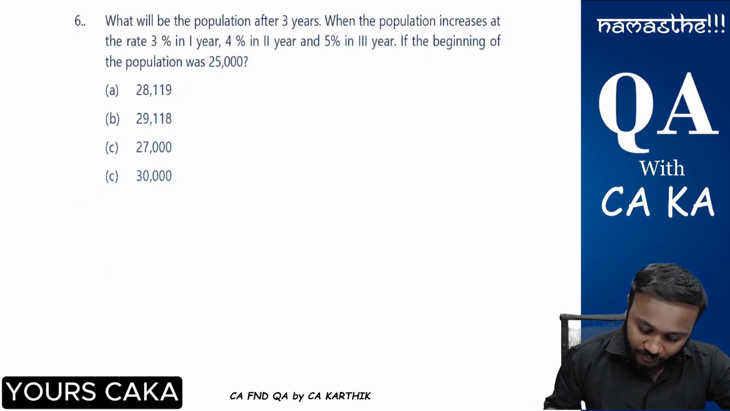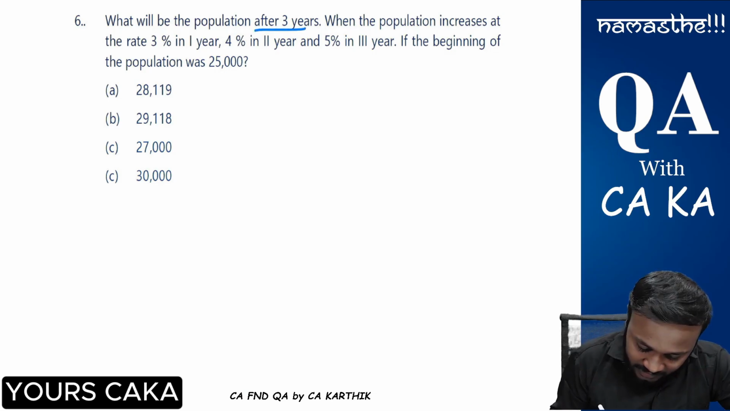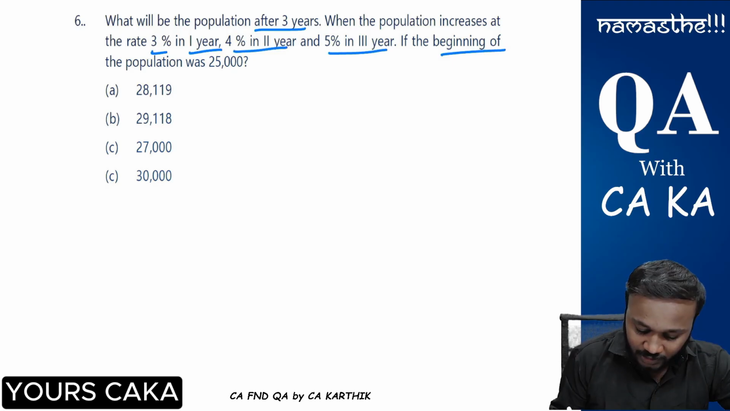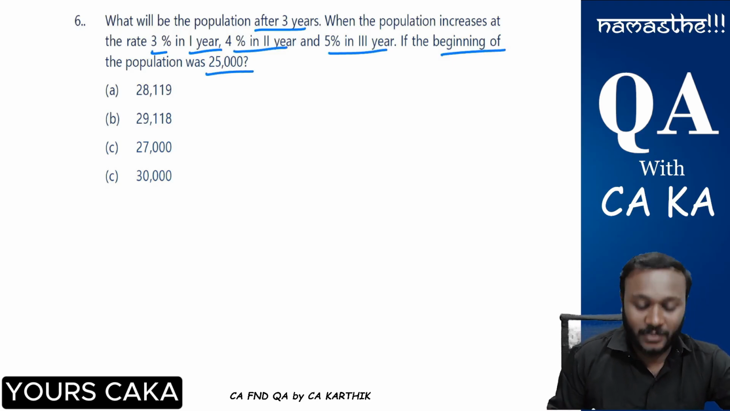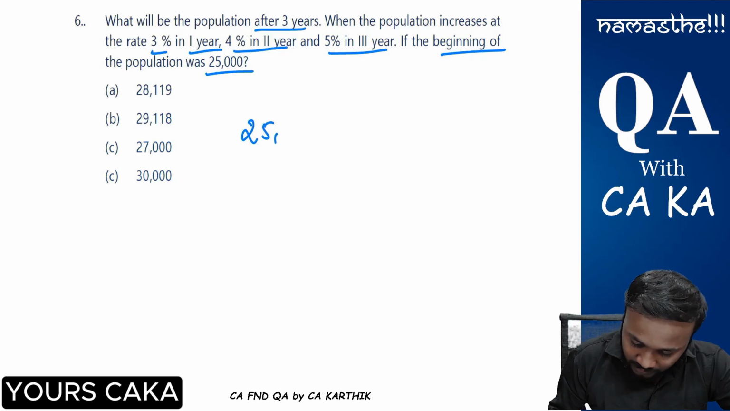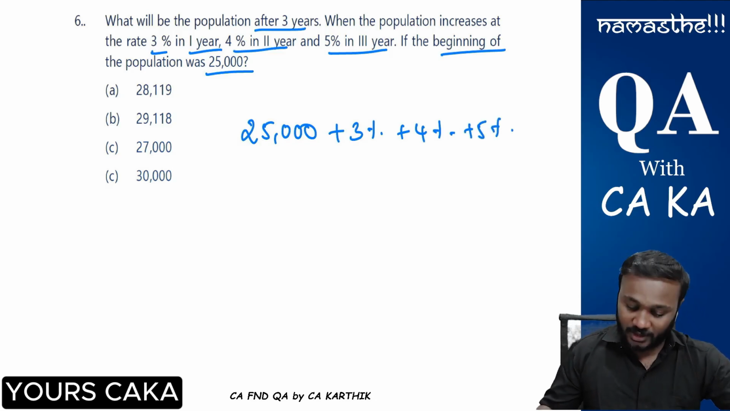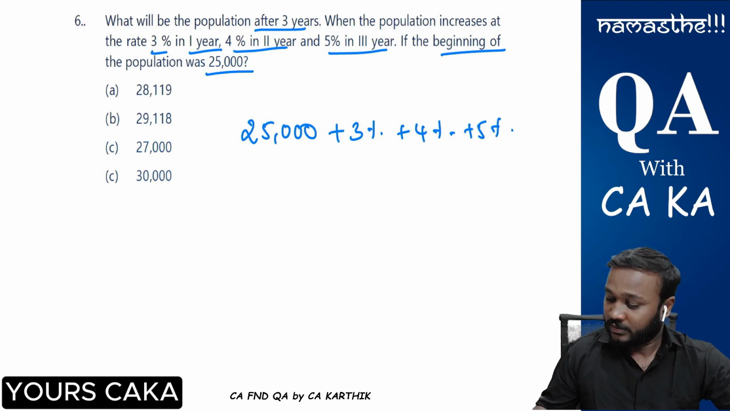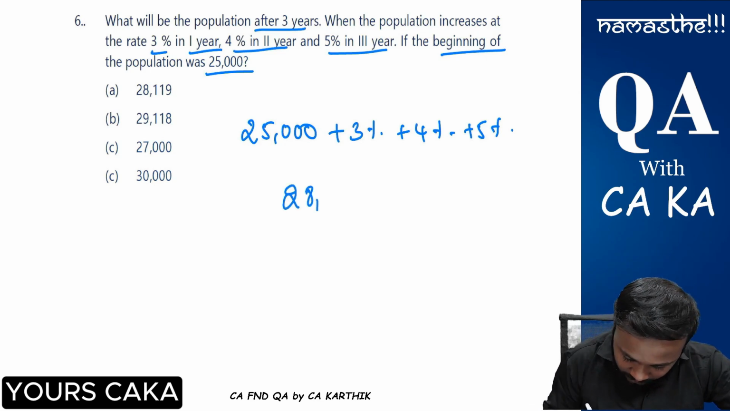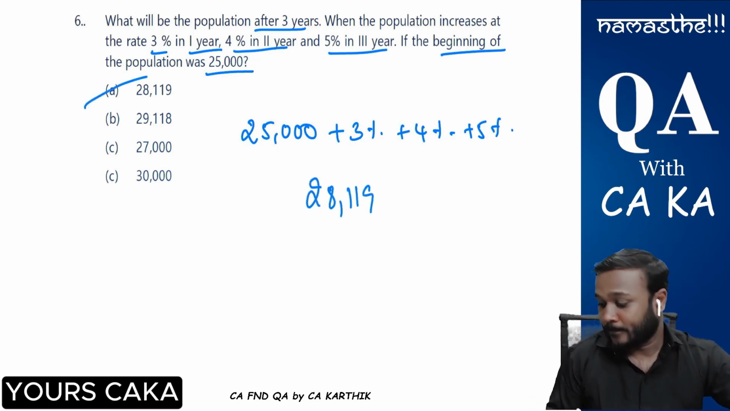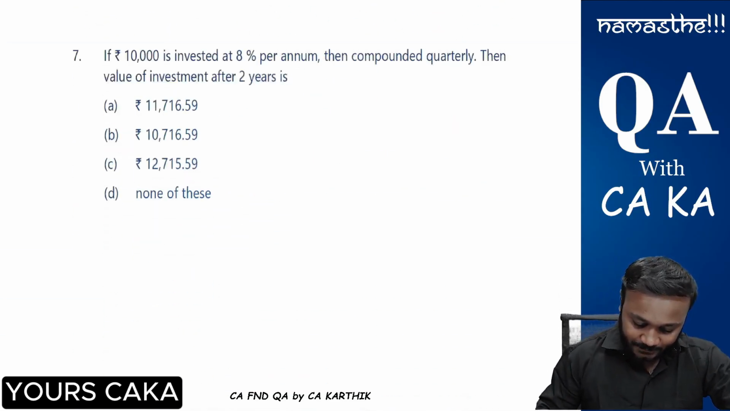What will be the population after 3 years when the population increases at the rate of 3% in year 1, 4% in year 2, 5% in year 3? The beginning of the population was 25,000. So straight away you can solve this in your calculator. 25,000 plus 3% plus 4% plus 5%. Do it in a calculator and tell me the answer. I got the answer as 28,119. So option A is your right answer.